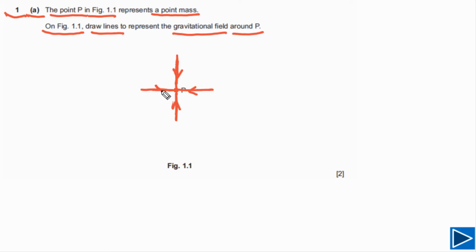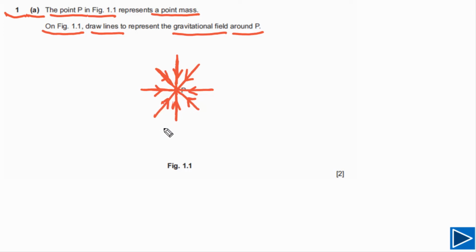You have to draw at least 4 lines, but you can draw more than 4 as well. So we can draw 8 lines. So this is how we can draw the gravitational field around the point mass. Now the question is, why are these lines pointing towards the point mass?